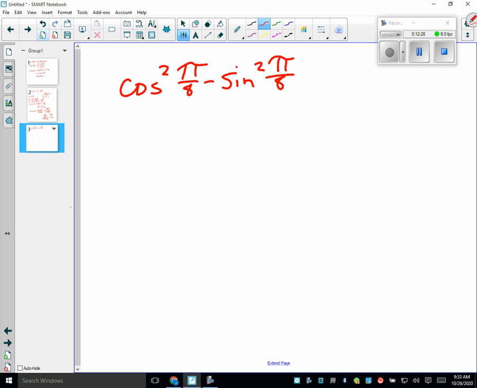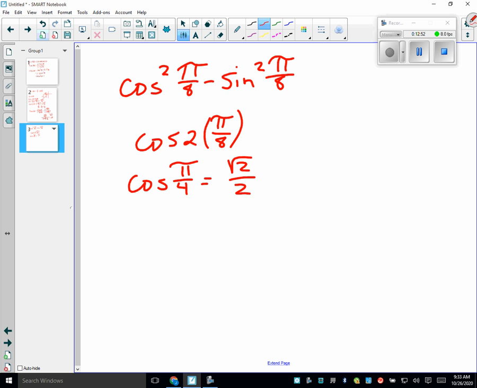So what's theta? Pi over 8. So it'd be cosine 2 times pi over 8, so cosine of pi over 4. What's the cosine of pi over 4? It's radical 2 over 2. And that's my answer.